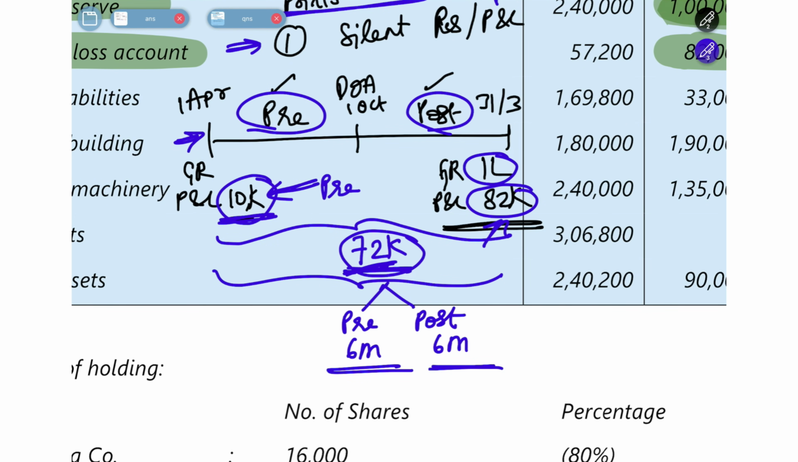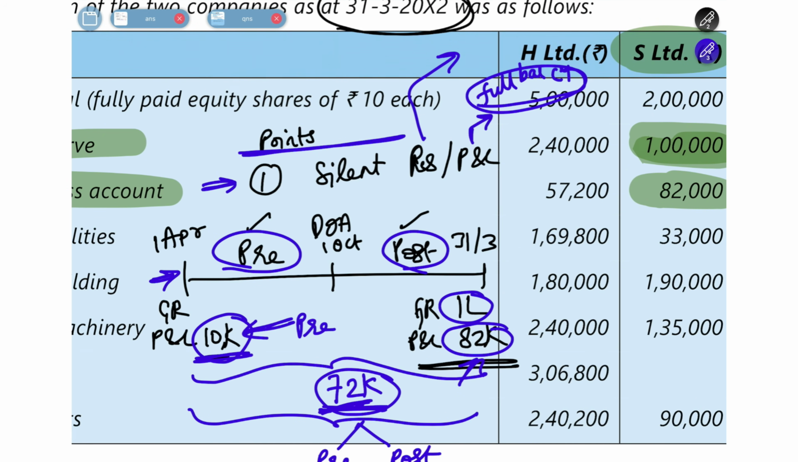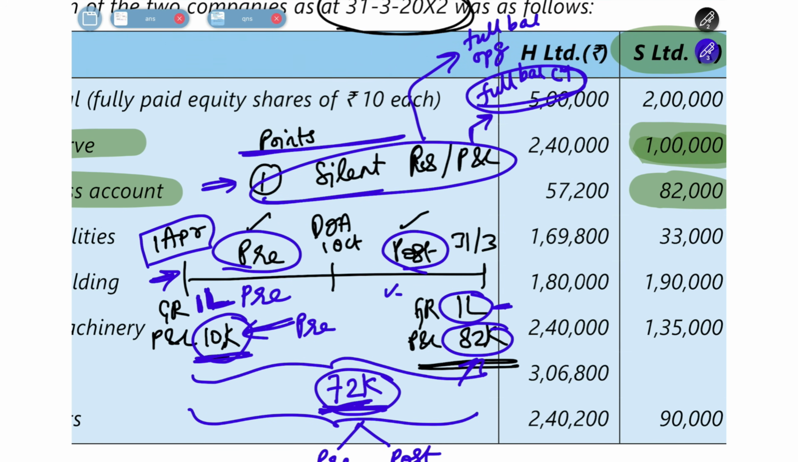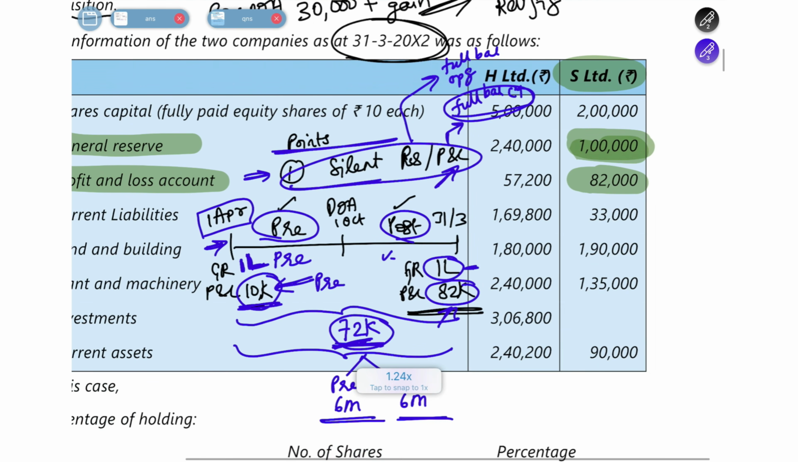Now when it comes to general reserve, what was the assumption you had to take? The full balance of the general reserve is related to the opening balance only. So this 1 lakh rupees entirely belongs to 1st April, which means the entire 1 lakh will be considered pre-period only. There is no post-period in the general reserve. I hope these assumptions are clear. This is why I'm telling you to refer to my notes and concept video very well, so you are able to crack these concepts which are not explicitly given in the question.